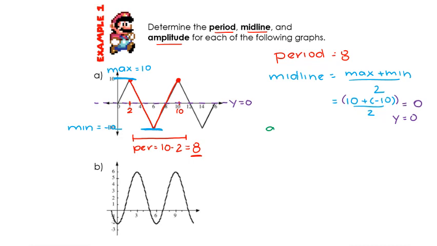Lastly, we're going to find the amplitude. And we've got a formula for that as well, but it's going to be the max minus the min, and then divided by 2. So our max is 10. We're going to subtract a negative 10. And then if I divide that by 2, I'm going to want to put brackets around the numerator again. 10 minus a negative 10 gives us 20, and 20 divided by 2 gives us an amplitude of 10. So the amplitude is just the distance between the midline and the maximum, or the midline and the minimum. So each of those heights is going to be an amplitude of 10.